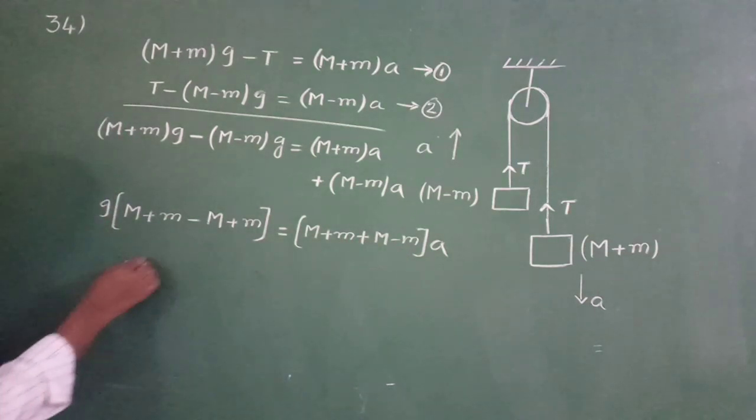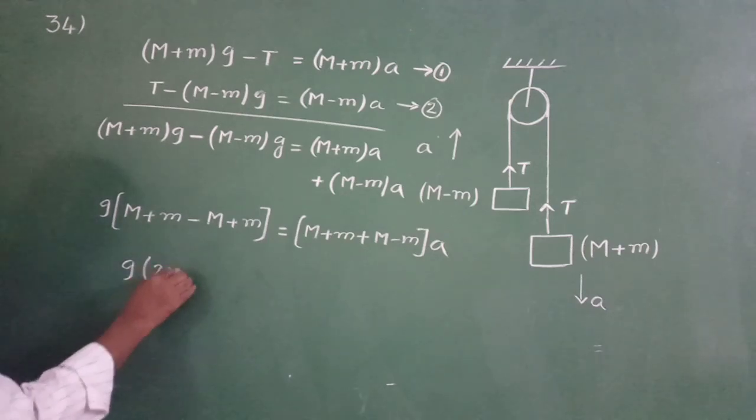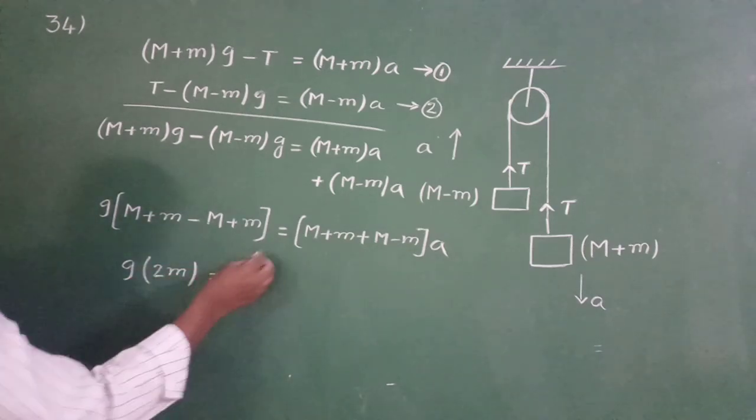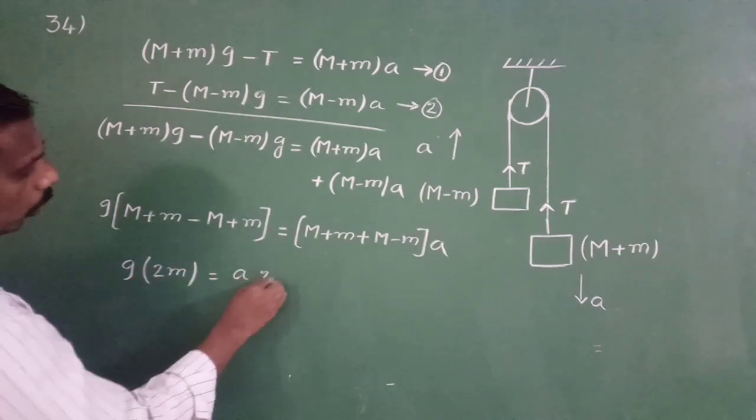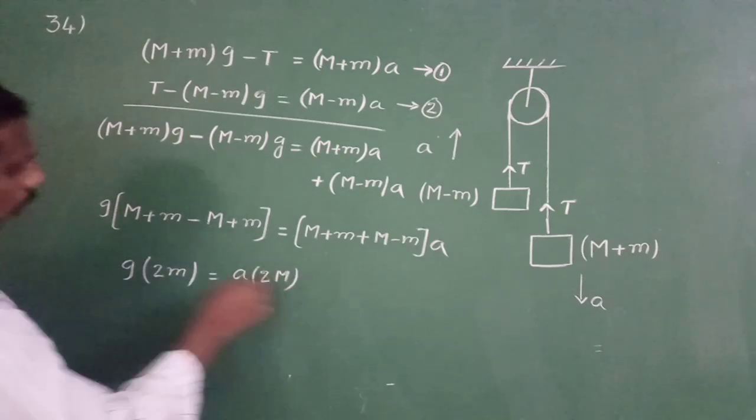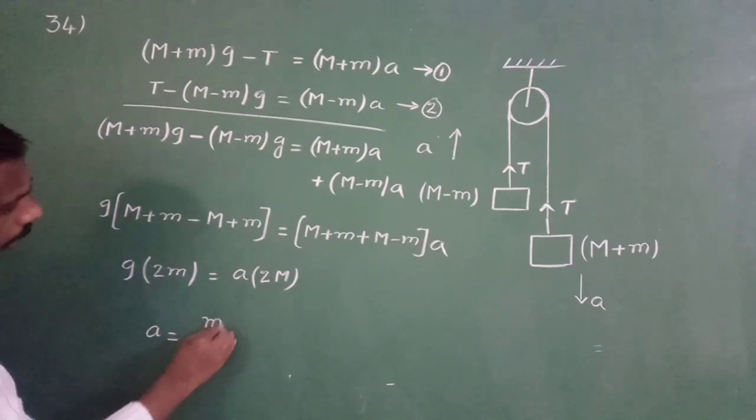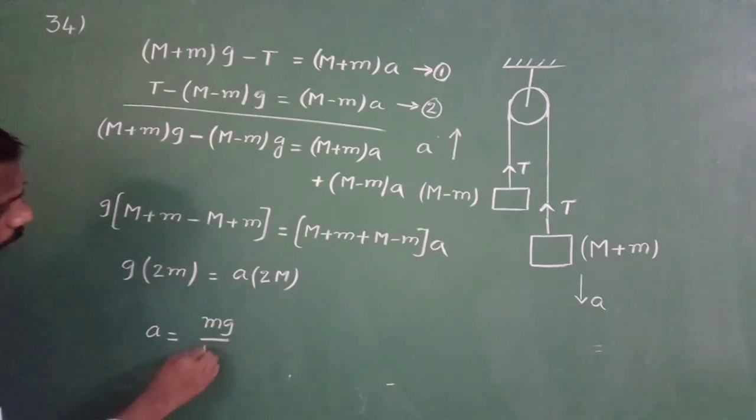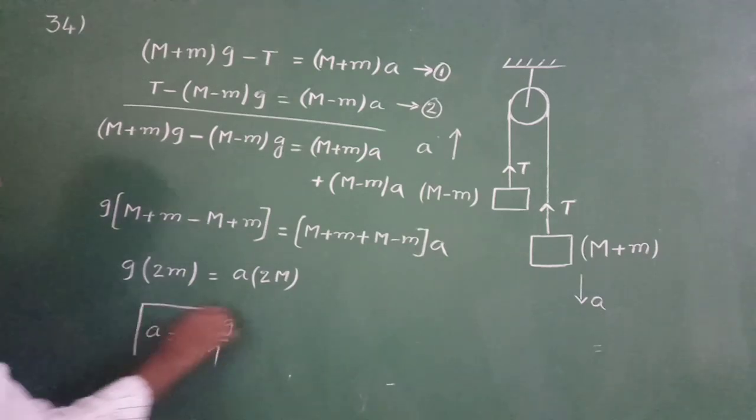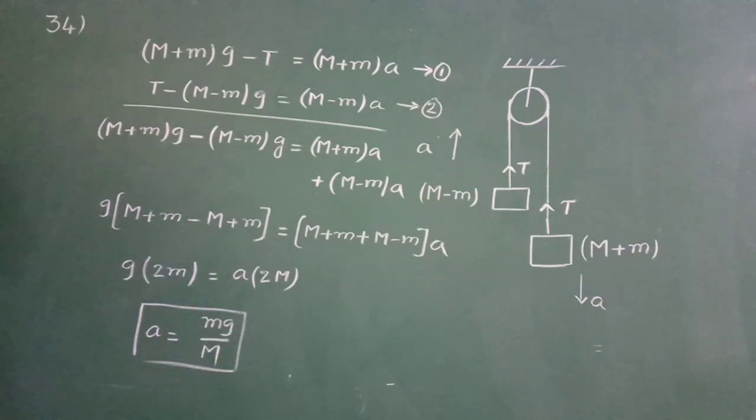In this side you get g into 2m is equal to, this side we get A into 2M. 2 gets cancelled. Finally we get acceleration A is equal to mg by capital M. This is the acceleration of the system.